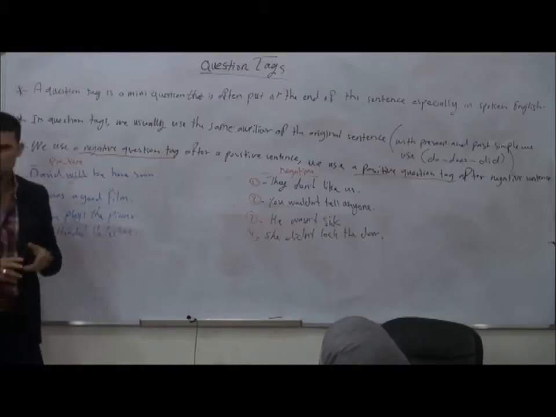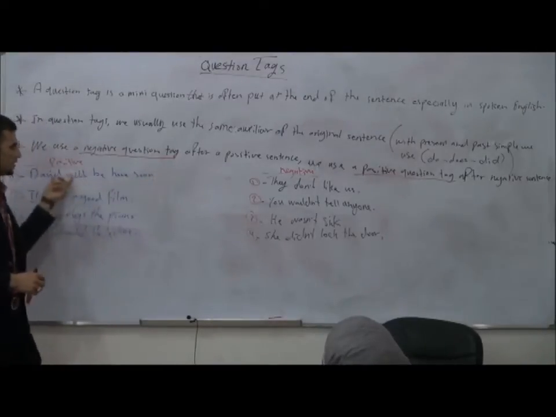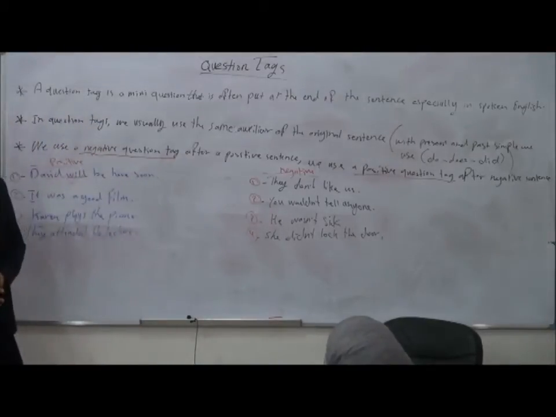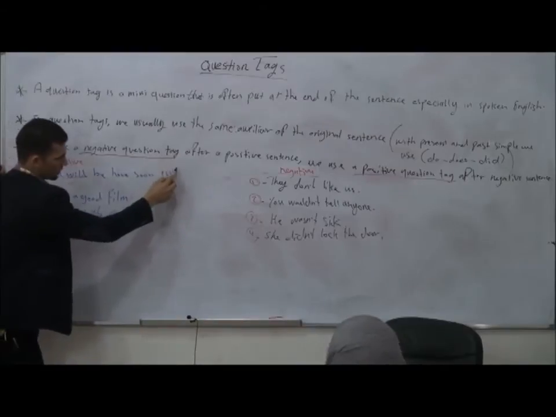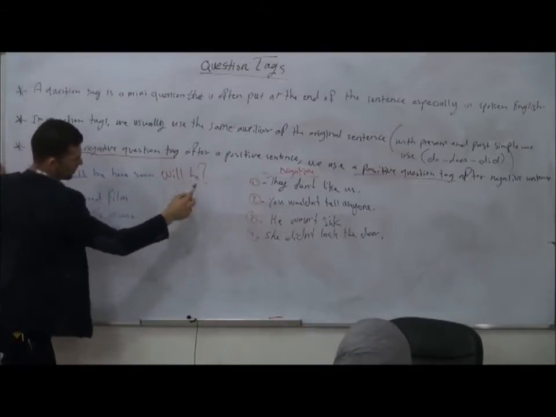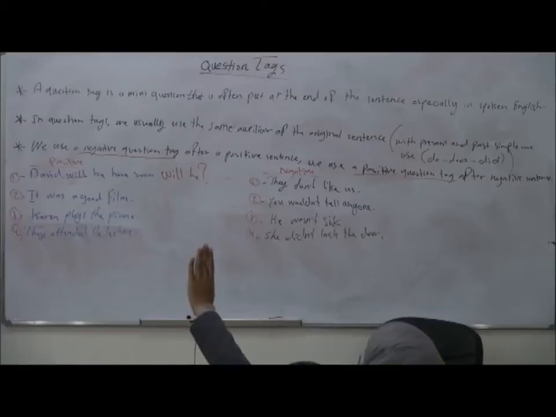A question tag is usually formed by putting the auxiliary of the sentence and the subject at the end, then following them by what? A question mark. Yes, Rian? Will David. Will David or will he? Yes. Will he? واضح؟ This is the question tag. Okay? Number 2. It was a good film.